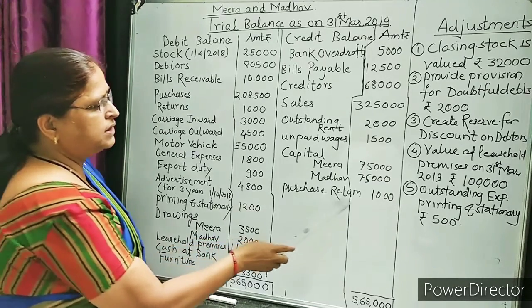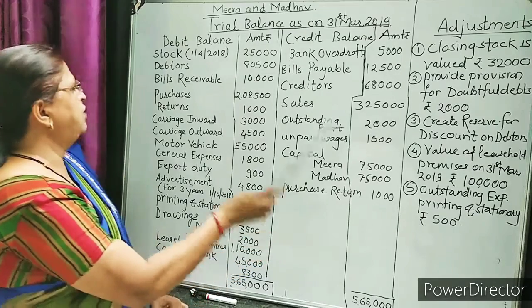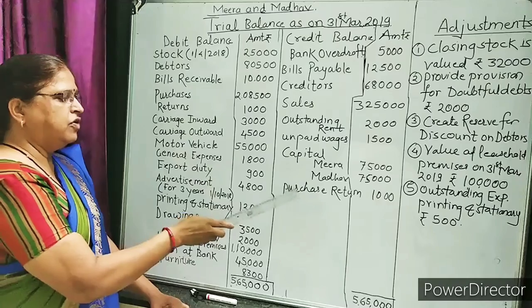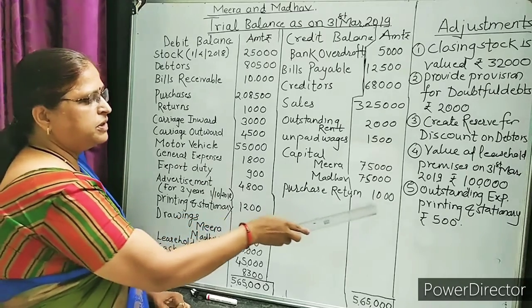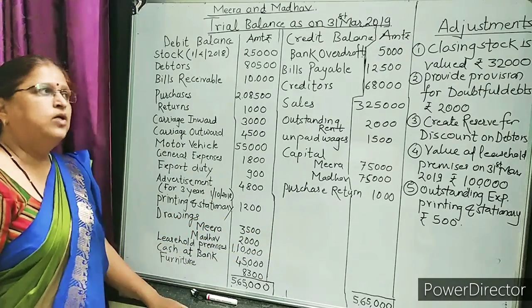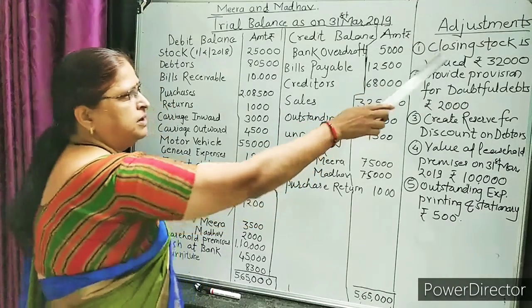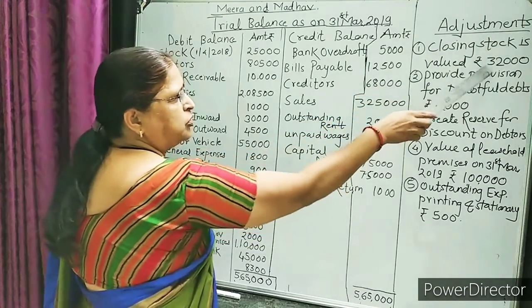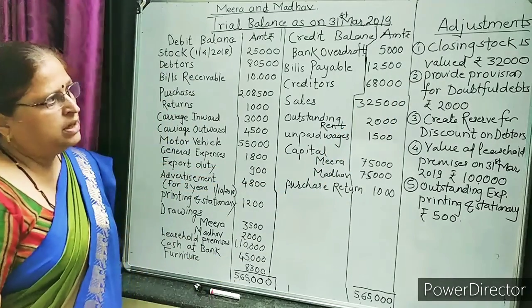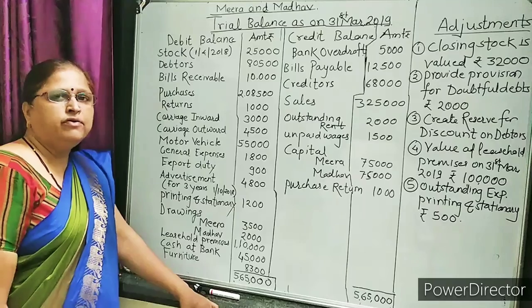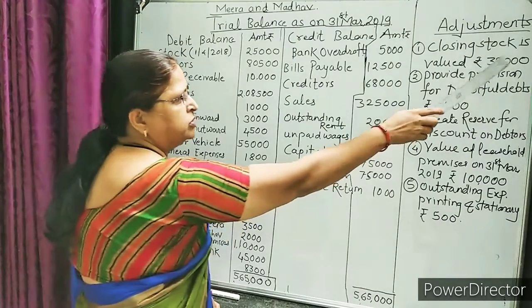Now, purchases return 1,000. We have to take the purchases to the trading account debit side and from this we have to deduct this purchase return which is of rupees 1,000. Now we will see the adjustment. First adjustment, closing stock is valued at rupees 32,000. Now closing stock is given and the amount of closing stock is 32,000.